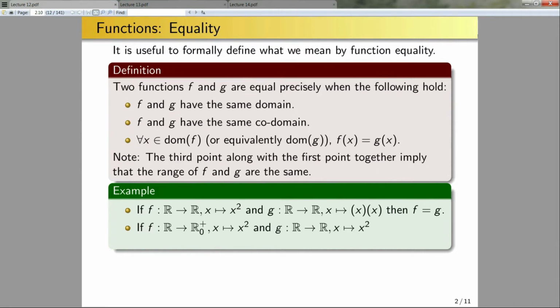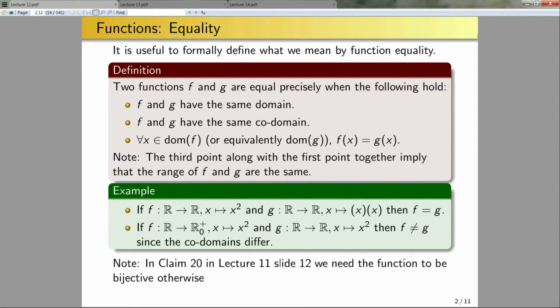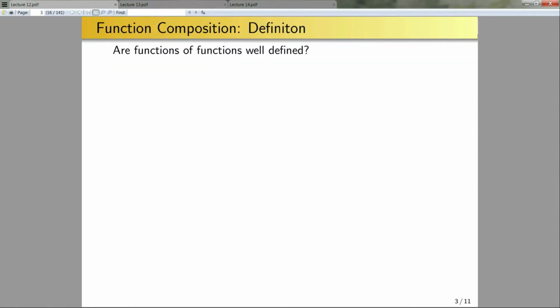Next, if f is the function mapping from the whole real numbers to R≥0, defined by this quadratic mapping, and g is the mapping from R to R, defined by this quadratic mapping, are the functions equal in this case? Well, no. While the two functions agree for all values of x in their domain, their codomains are different. Now, to be explicit about my previous comments about claim 20 in the last lecture, in claim 20, lecture 11, slide 12, we need the function to be bijective, otherwise f inverse could have a different codomain than f.